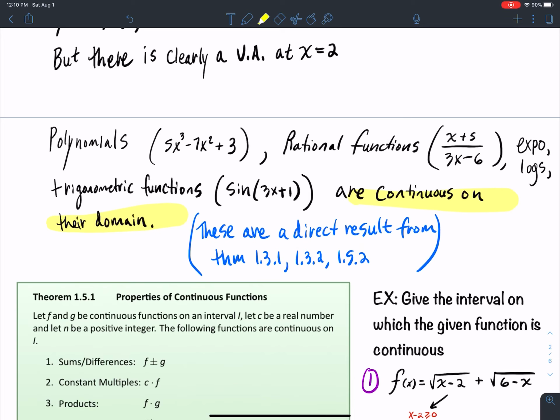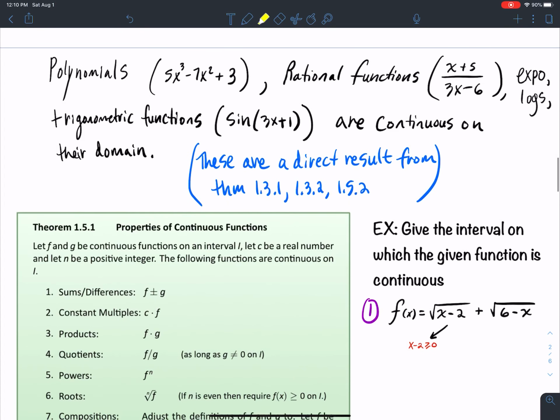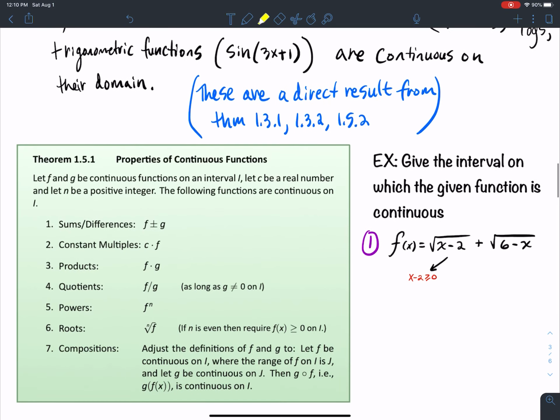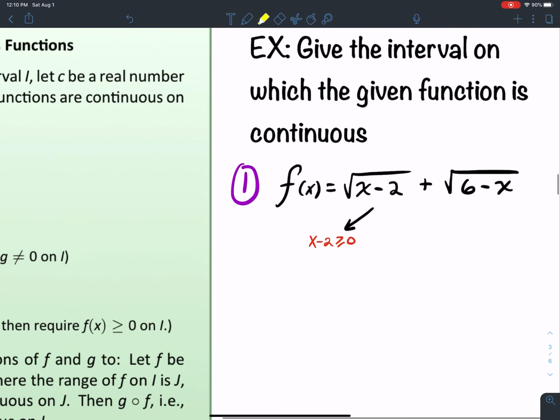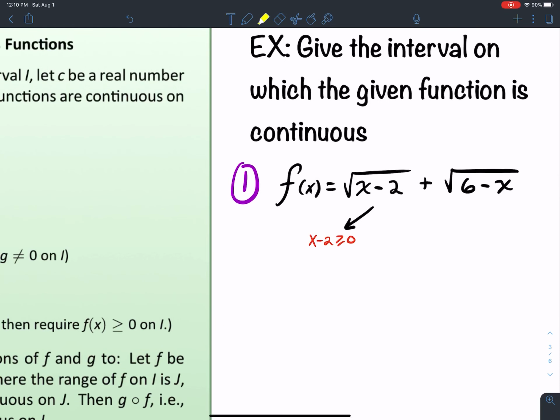So we're not proving, right? All we're doing here is just figuring out where the domain is. And then since we know that it falls into our category, square roots, continuous on their domain. Okay, rational exponents. All right, so give the interval on which the given function is continuous.